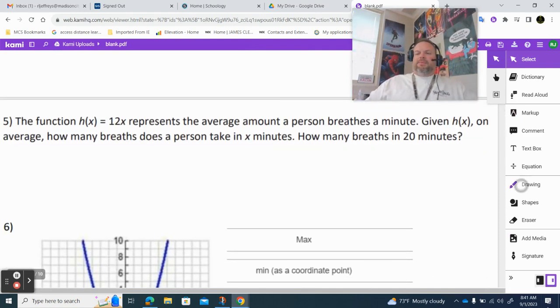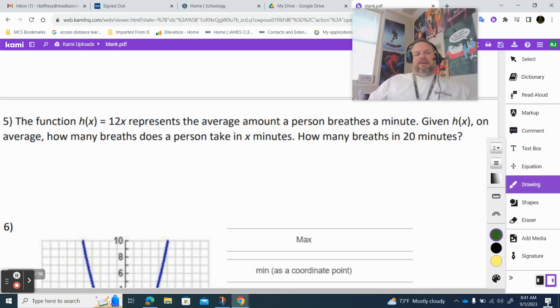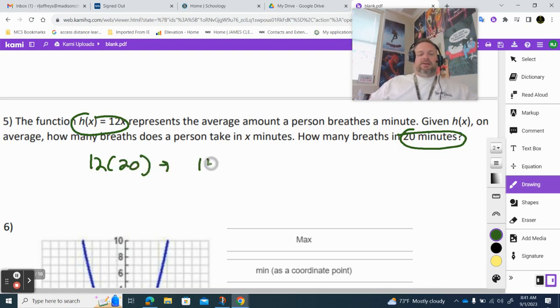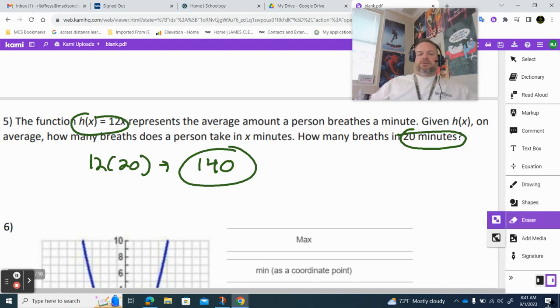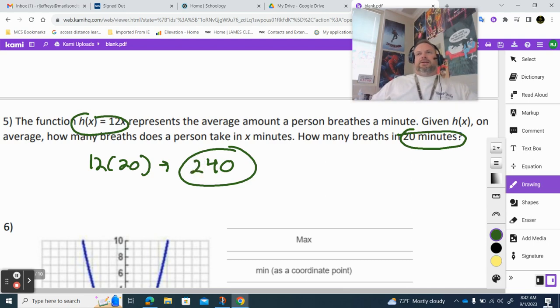All right, now this function represents how many breaths in 20 minutes. Basically, it's just what we just did. We plug it in, we get 140. Are you sure? Oh, yep, it is 240. And I try to write with the eraser.